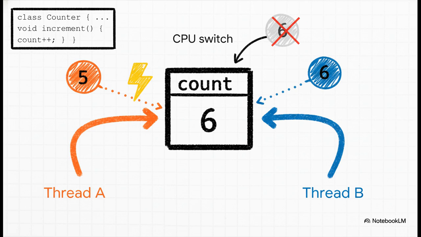Now thread B comes in, and what value does it read? It also reads 5. So thread B adds 1, writes 6 back. Then thread A wakes up, remembers it had a 5, adds 1, and it also writes 6. We called increment twice, but our count only went up by 1. Poof! An entire operation just vanished into thin air. That, right there, is a race condition.